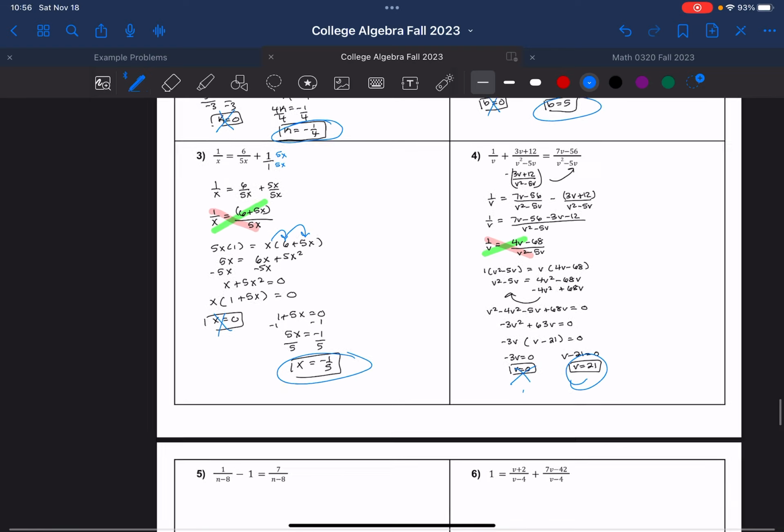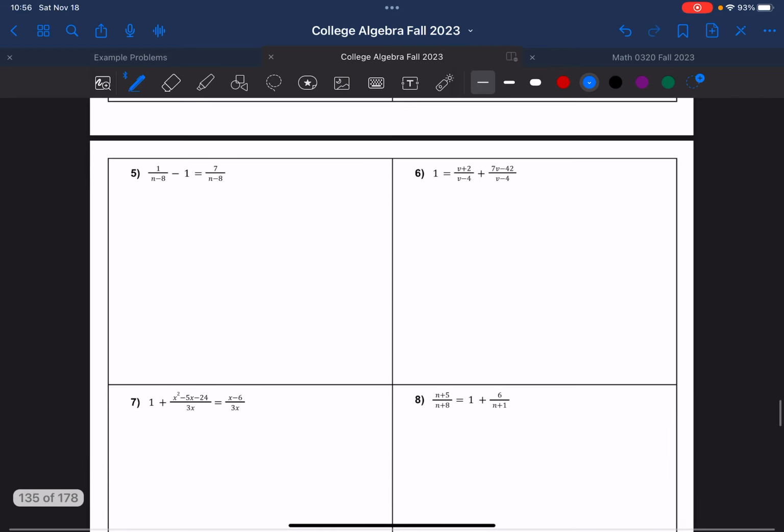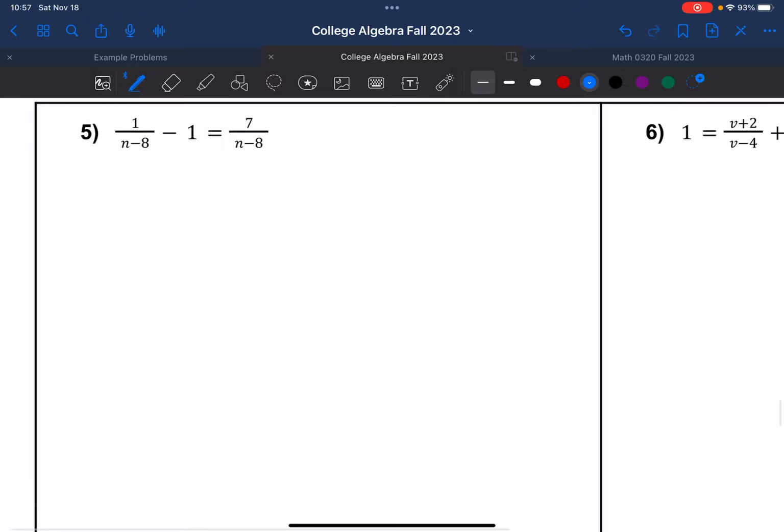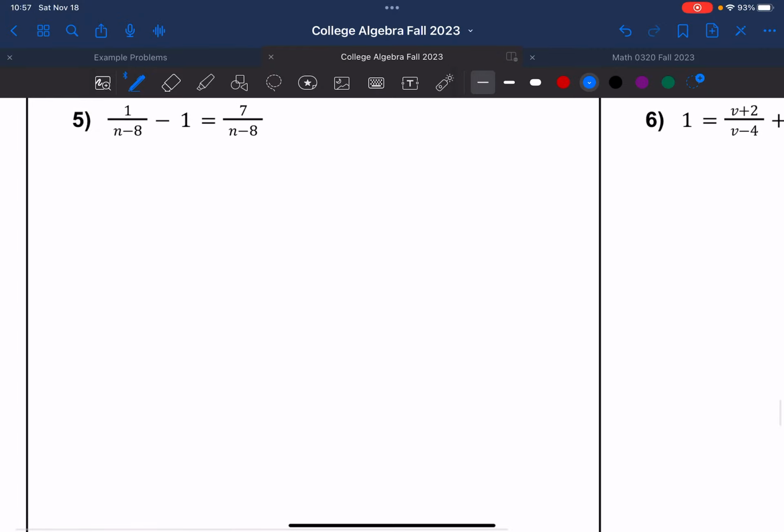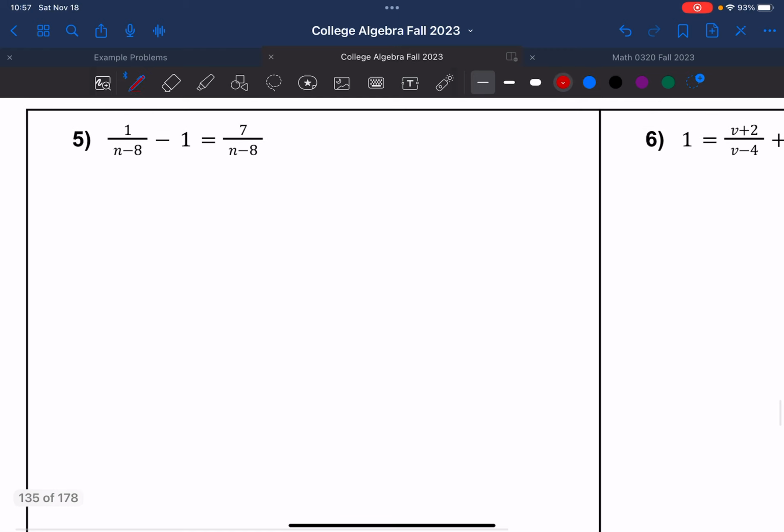Let's look at number 5. On number 5, I'm going to go ahead and switch it up, and I am using method 1, just so you're able to see both methods, okay?